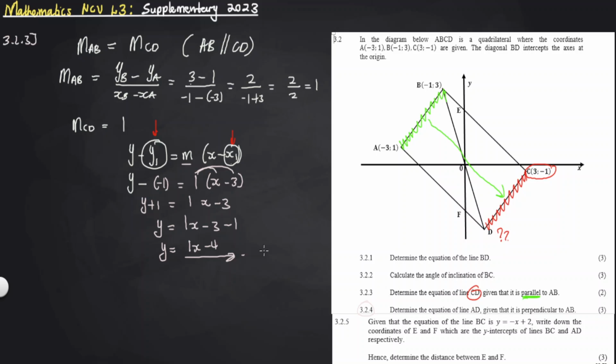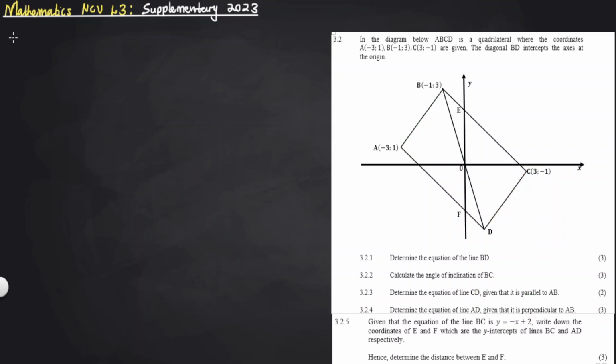Alright, let's hide this. With 3.2.4, I'm going to highlight the line that they want us to calculate the equation for. So the red line, they want us to calculate the equation for this line. The green one is perpendicular to the red one. So these lines, this time, are perpendicular to each other.